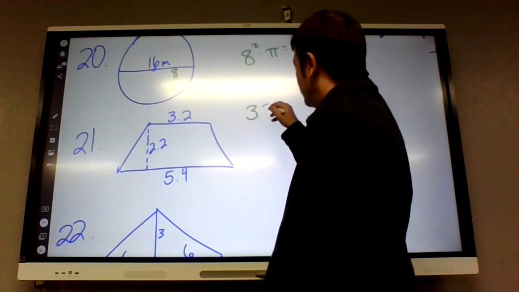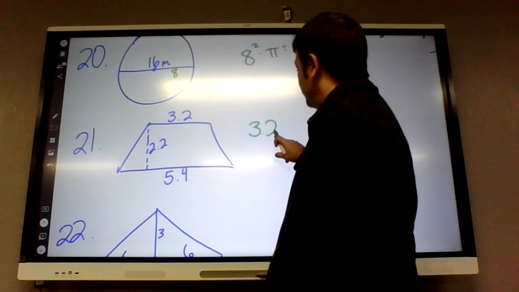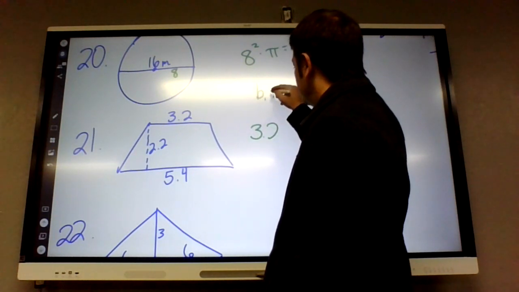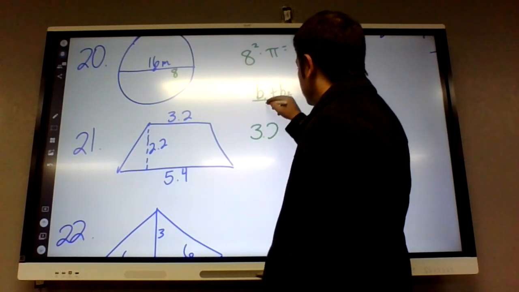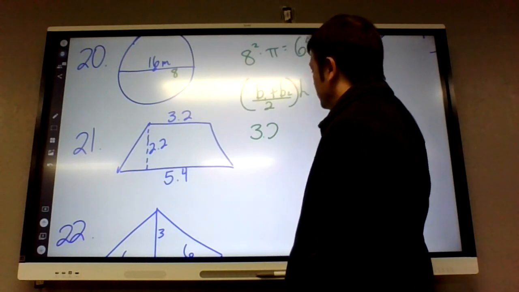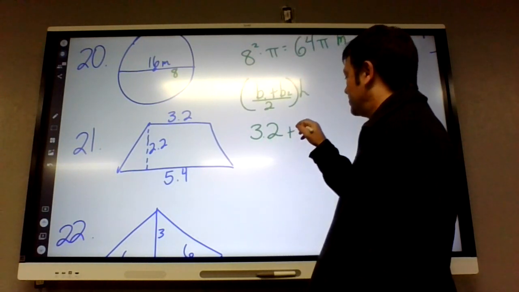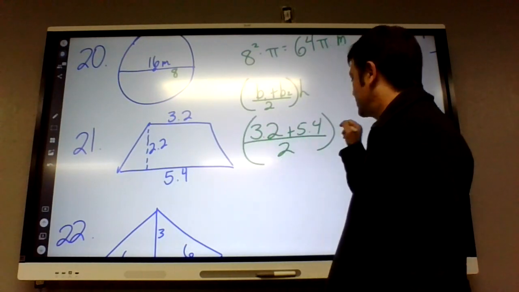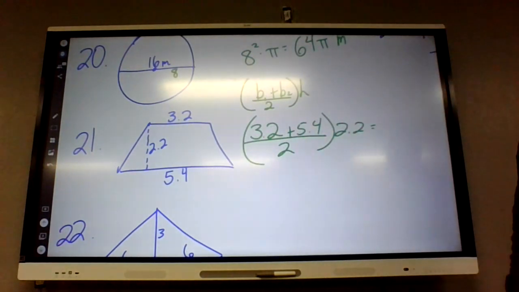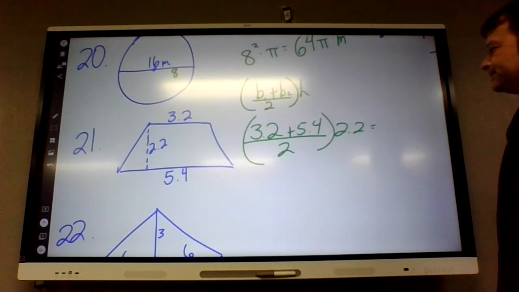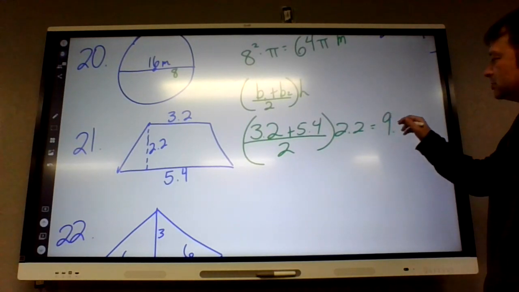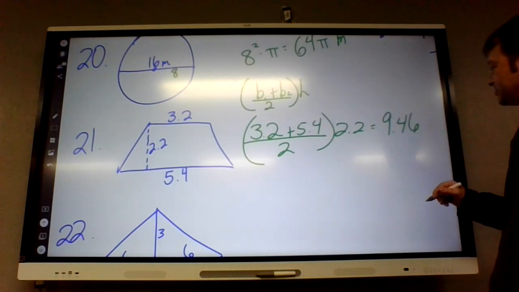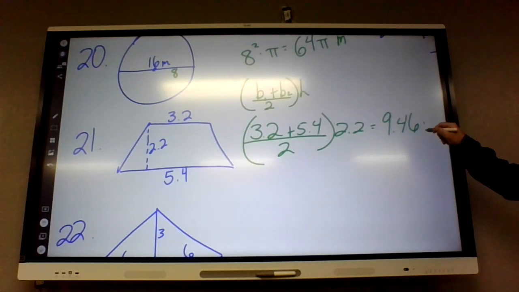Okay, so what's the area formula for a trapezoid? Base 1 plus base 2 divided by 2 times height. So 3.2 plus 5.4, whatever that is, divided by 2 times 9. We get 62.9? 9.46? Yeah, that sounds about right. I did it right. See mine?